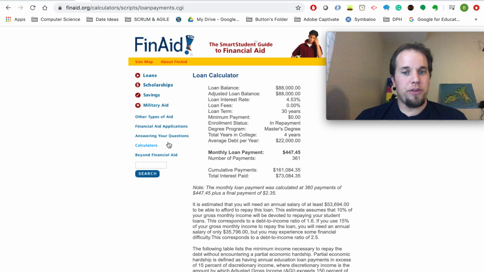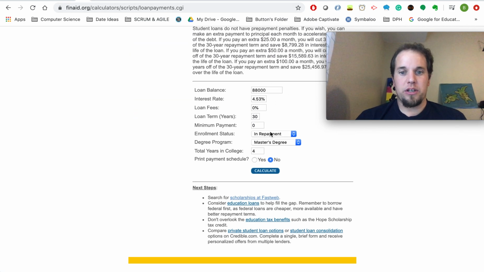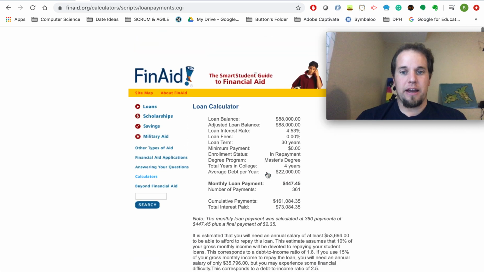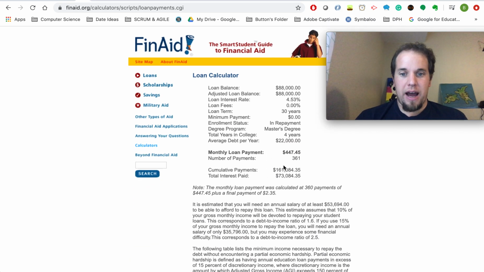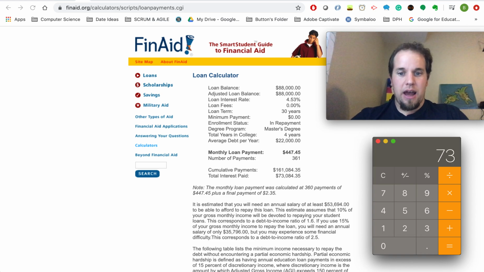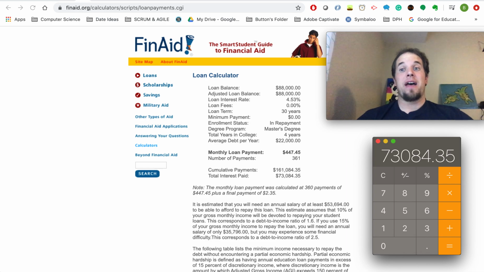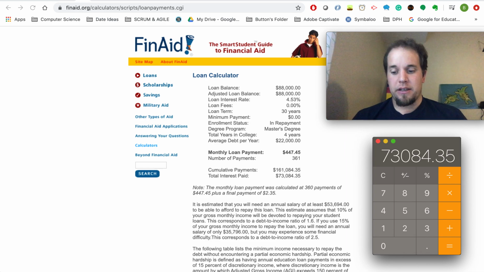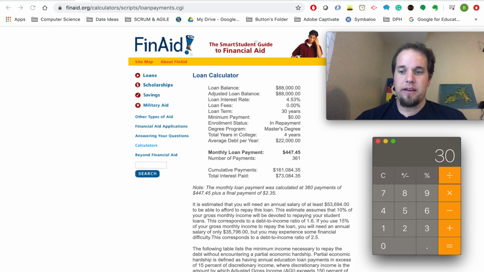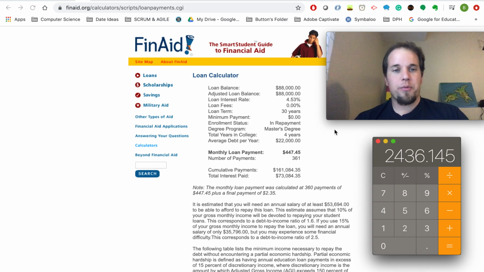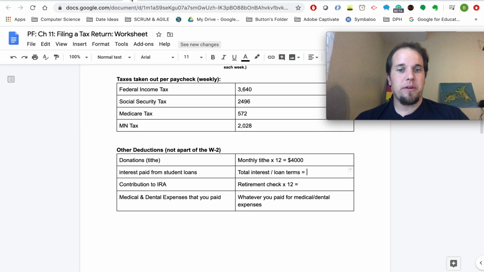So if I put that into the calculator, which is all here, hit calculate, we would find that we would have a total interest paid of $73,084.35. Now, that's a cumulative over a 30-year period. So we're going to divide that by 30 years, and so 2436 is what we would use for that. So 2436.